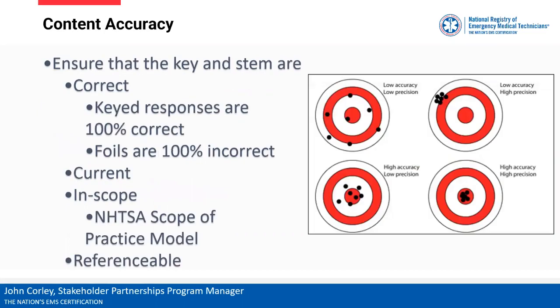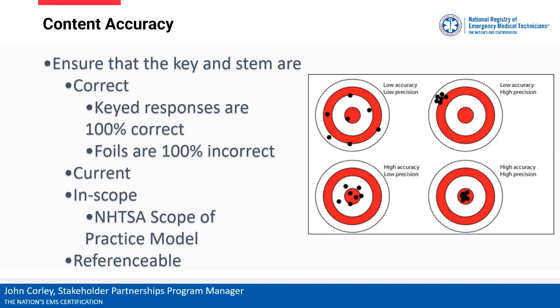When it comes to your content, you want to make sure that your key and stem are correct. We're looking for key responses that are 100% correct, foils that are 100% incorrect. The information in the stem and in the options needs to be current. I always like to use the example of the bellows, the old 1910s CPR where they had the big bellows come out, the drowning victim. You see the old school pictures of it, and they're right. We're not going to have that as a foil because it's not relevant, really not current.